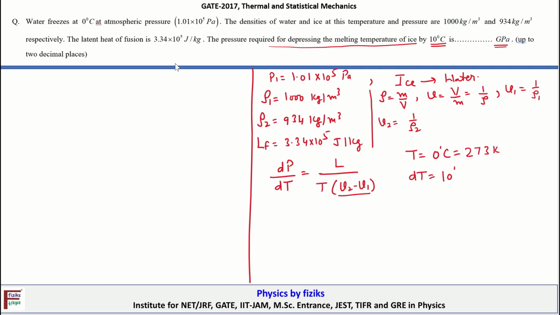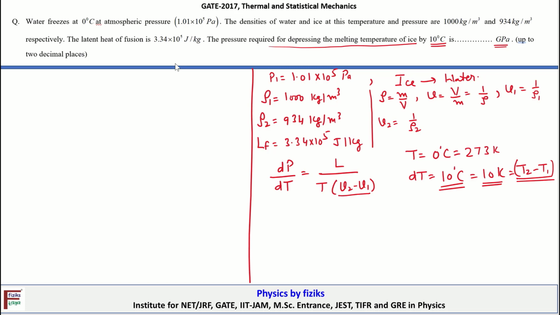You can say 10 units of difference, 10 degrees Celsius, and that is equal to 10 Kelvin basically. So remember that it is a difference in the temperature, not the temperature in Celsius or Kelvin. Because dT is equal to T2 minus T1, it's a difference between two temperatures. So it doesn't matter whether we are working with Celsius or Kelvin. When we take the difference, it will all the time be 10 units of difference.